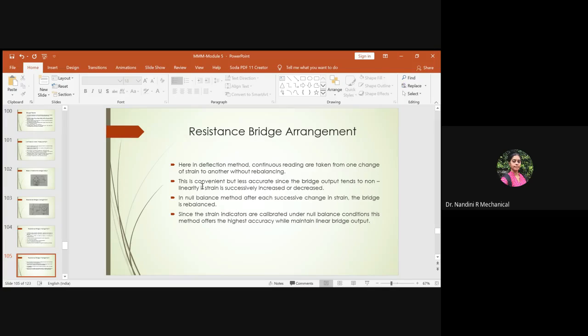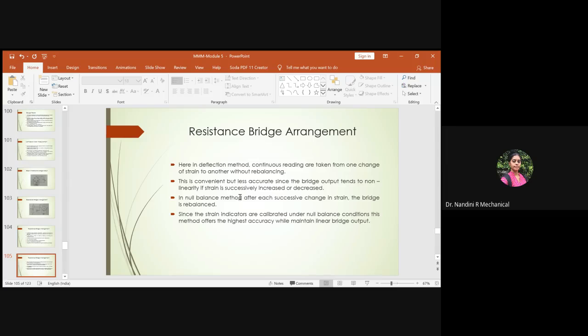So the output we get is a non-linear variation with respect to the strain. As a result, the readings won't be very accurate. But it is more convenient because there is no need to balance the bridge every time, and hence it is called a convenient method. But since it cannot give linearly varying output signals, it is not very accurate. As the strain is successively increased or decreased, the output keeps on varying depending upon the non-linearity factors associated with this kind of bridge.